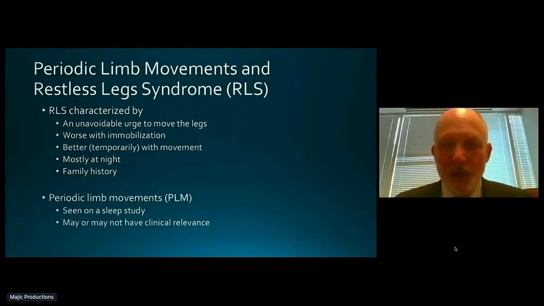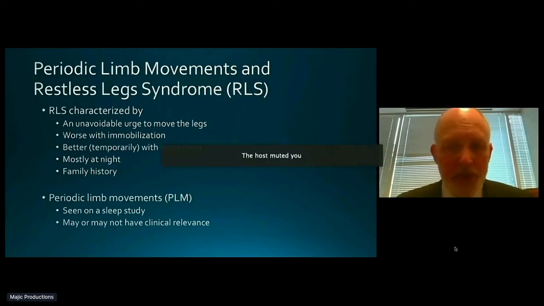It's worse with immobilization. So if you try to keep your legs still, you can't. I mean, they force you to move. It's better temporarily with movement. So people walk around, they get some immediate relief, but then it comes back typically. Mostly at night, because in normal people, dopamine levels are higher during the day because you're moving around, and that's what your brain produces with the movement.